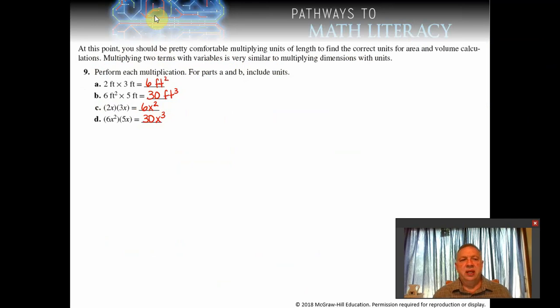So at this point in the course, you should be pretty comfortable multiplying units of length to find the correct units for area and volume calculations. That's what we talked about before, the square units and the cubic units. So perform each multiplication for parts A and B and include units.